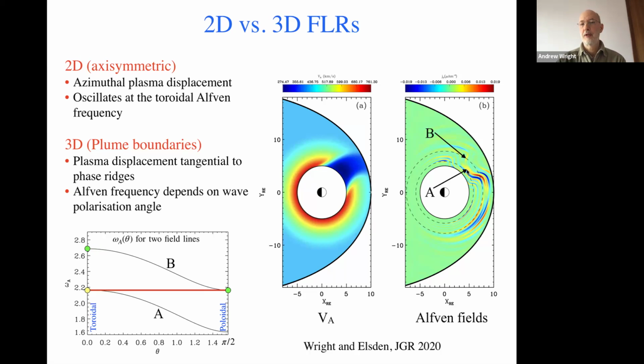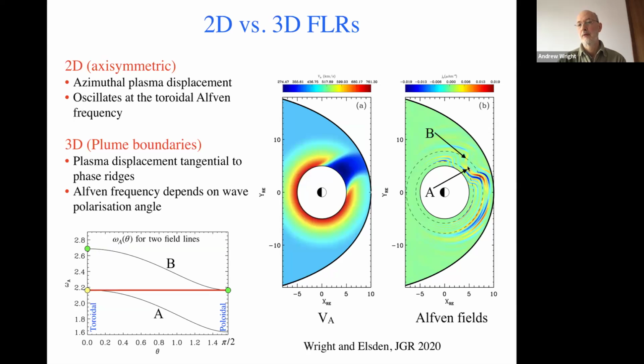So we've mentioned a lot the toroidal direction or azimuthal direction. In this figure down here, I'm plotting the Alfven frequency as a function of polarization angle. We take the convention that theta equals 0 corresponds to the toroidal direction. So the frequency here is just below 2.2 for field line A. If I have plasma displacement of the Alfven wave in the azimuthal direction, it will have a frequency of just under 2.2.